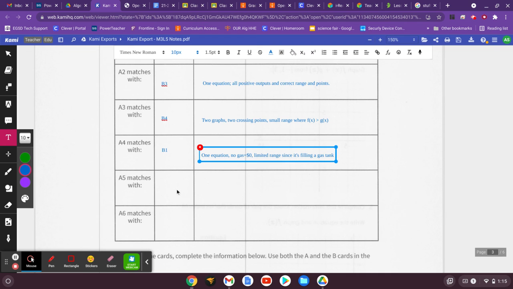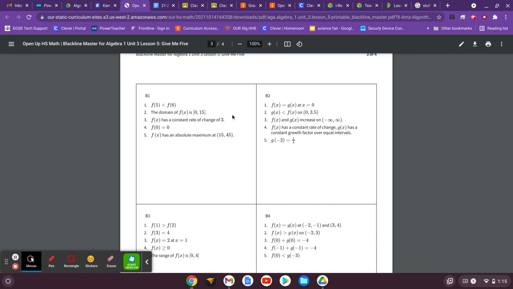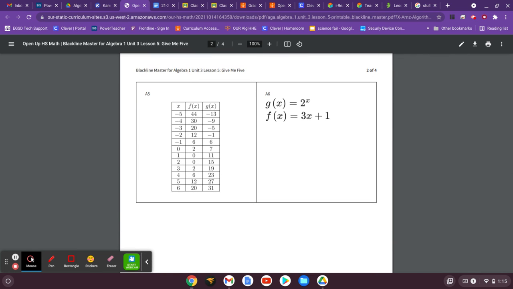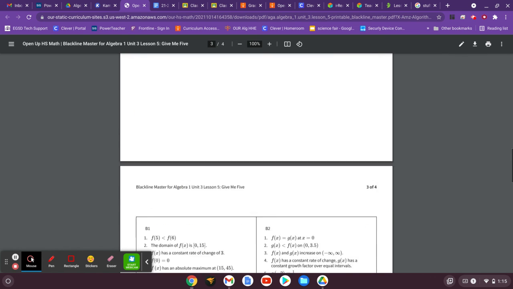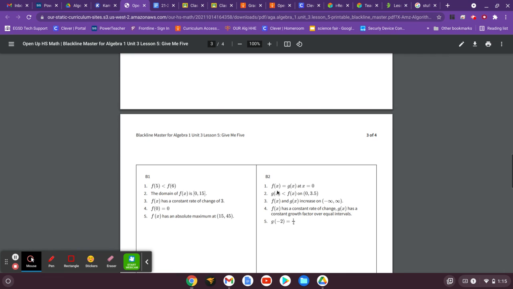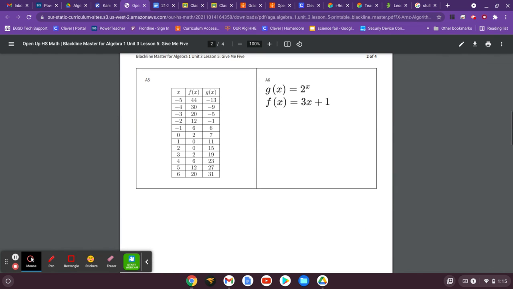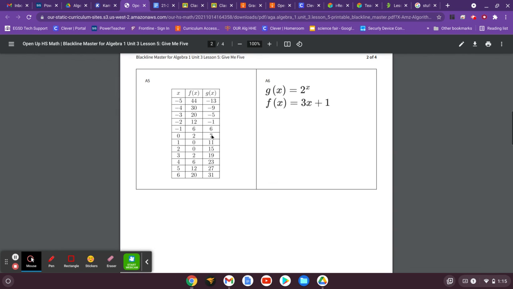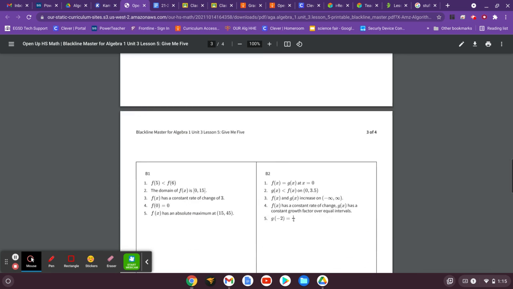All right, so A5 and A6. Now we're left with those two. A5 is a table. So there's two equations. So we just got to decide which of B6 or B2 matches it. So let's see what B2 says. f of x equals g of x at x equals 0. So let's see. x equals 0. Those two are not equal. So that means it's probably B6.